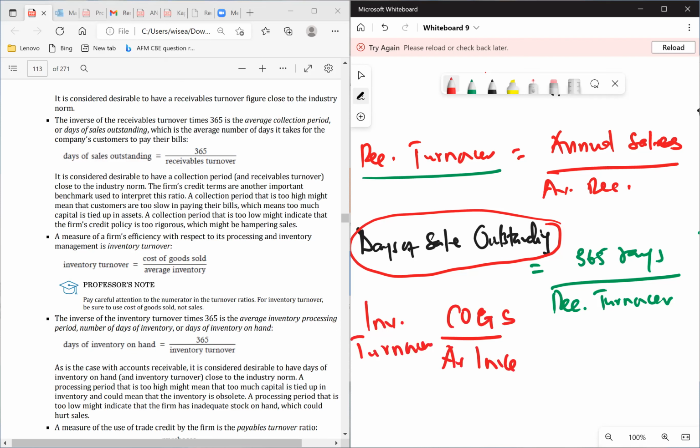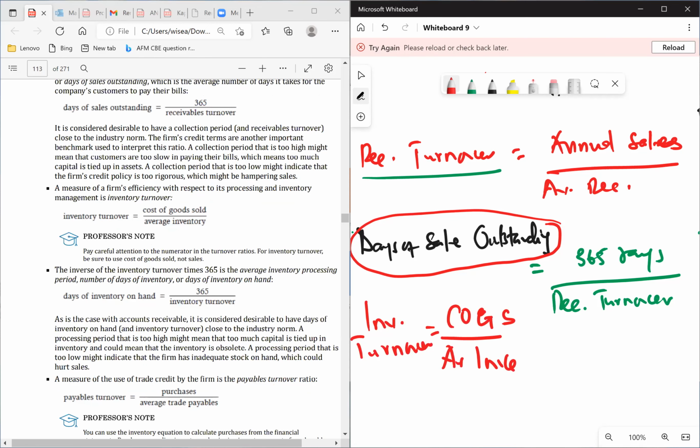That would be 365 days divided by inventory turnover. Good. It also measures the lower the better, because if your inventories are staying with you for shorter days, it means that you are efficient in managing your inventory.